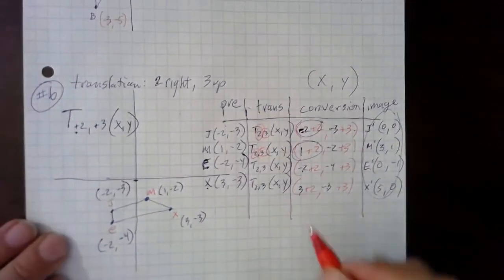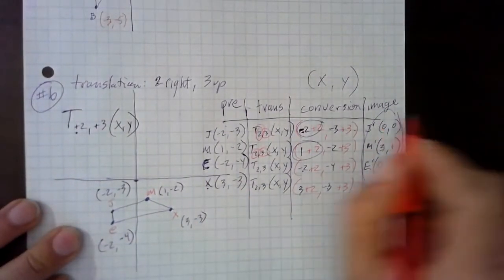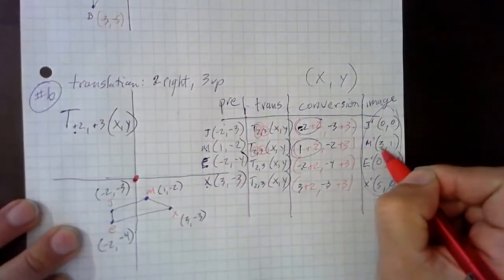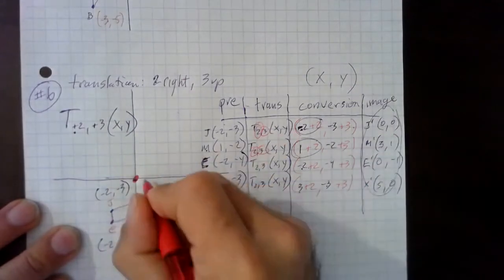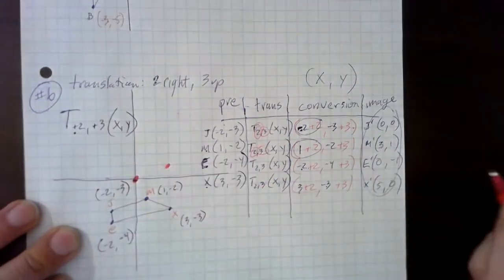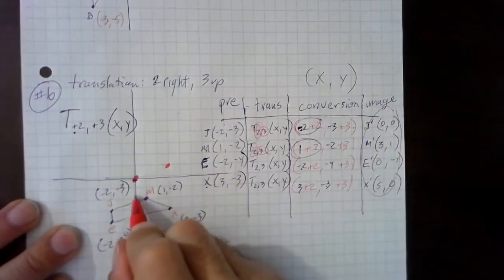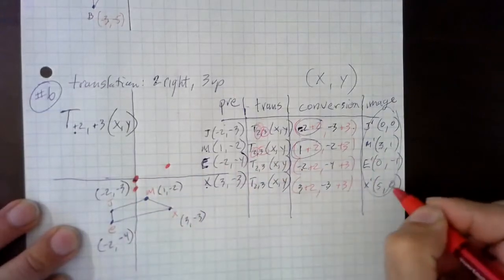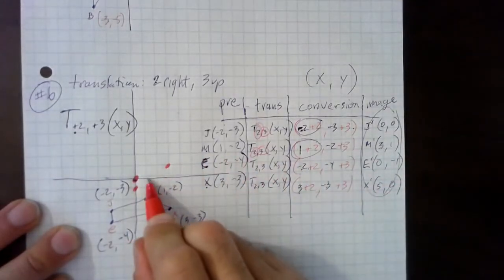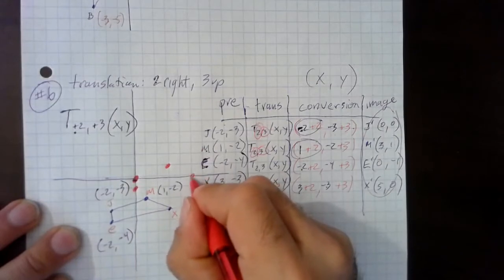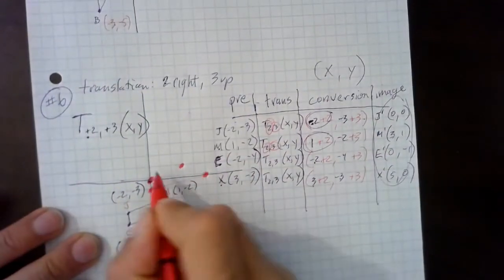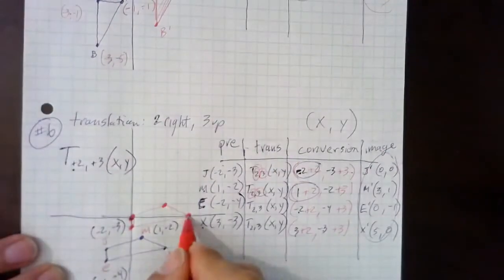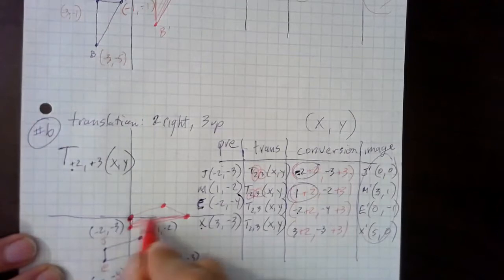Okay. So let's go ahead and put J prime at 0, 0. That's J prime. Okay. M prime, right? M prime is 3, 1. There's M prime. E prime is 0 for X, -1 for Y. There's E prime. And finally, X prime is 5 for X, 0 for Y. 1, 2, 3, 4, 5, 0 for Y. There it is. And this is our new shape, guys. That's it. We did it. We're champions of the universe. And here we go. That's our new shape.